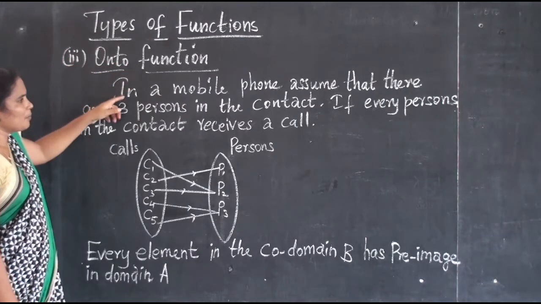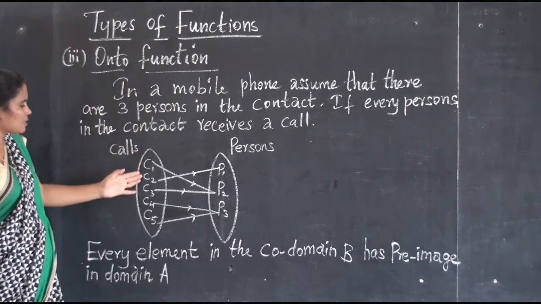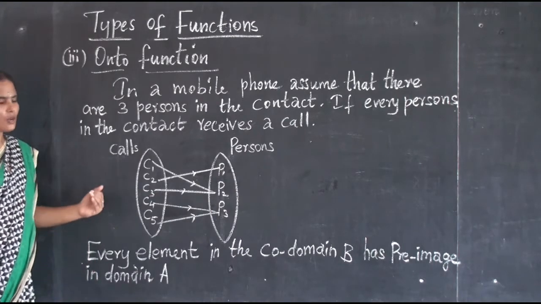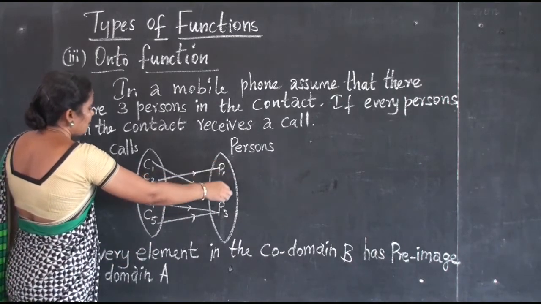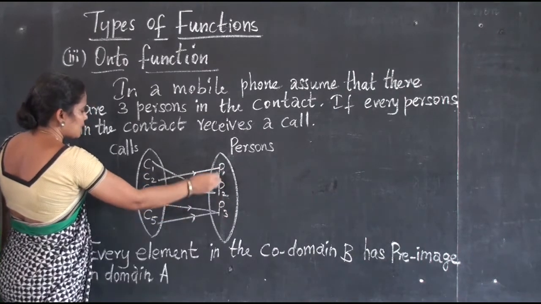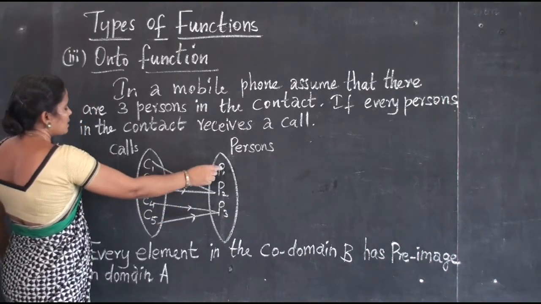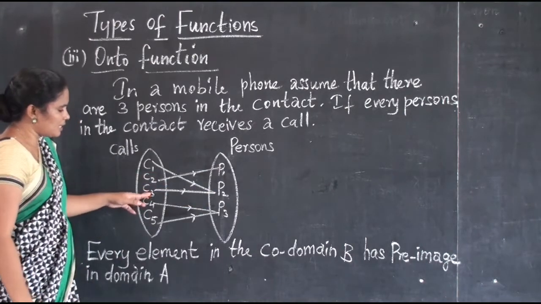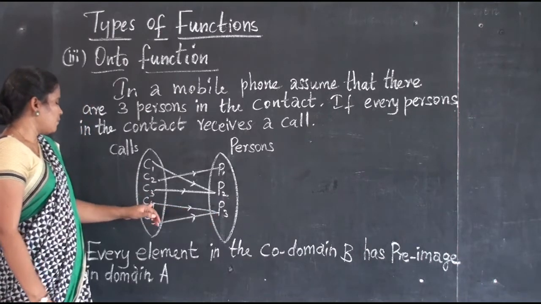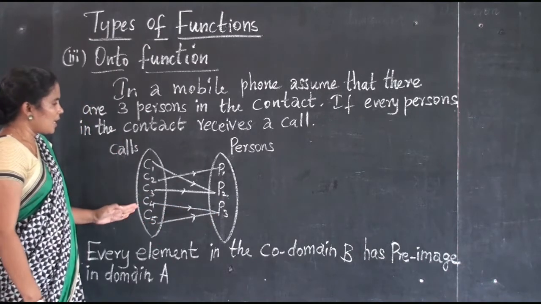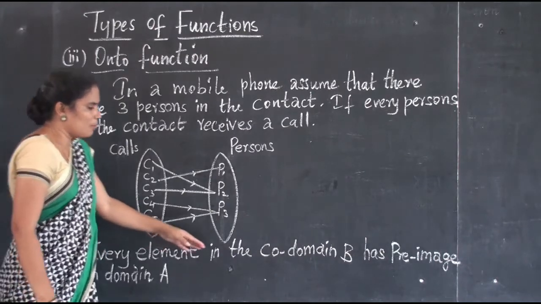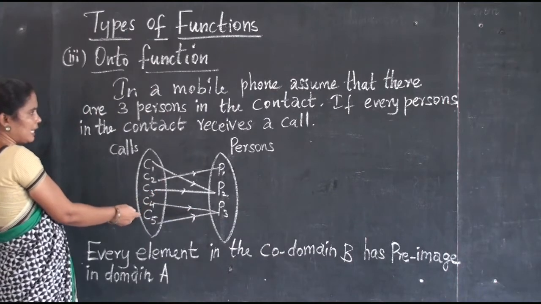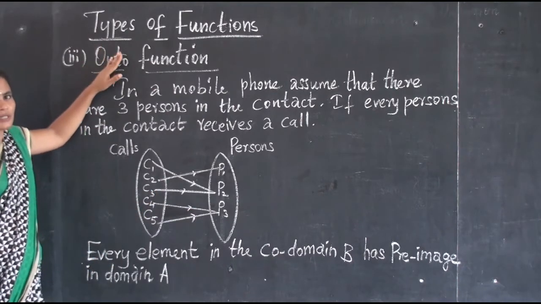Onto function. In a mobile phone, assume that there are three persons in contact. If every person in contact receives a call, here the persons P1, P2 and P3, every person receives a call. Here P1 receives a call from C2, P2 receives calls C1 and C3, and P3 receives calls from C4 and C5. These are the calls. If every element in the domain B has a pre-image in A, it is called an onto function.